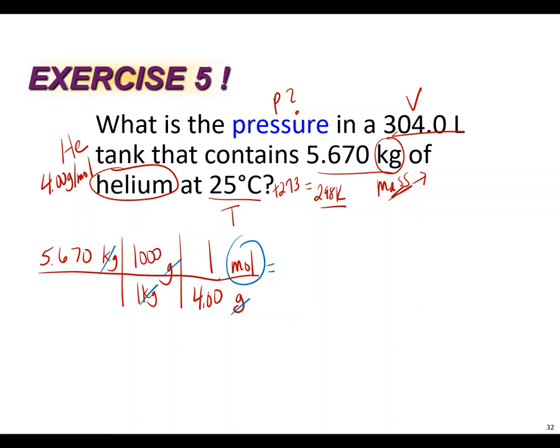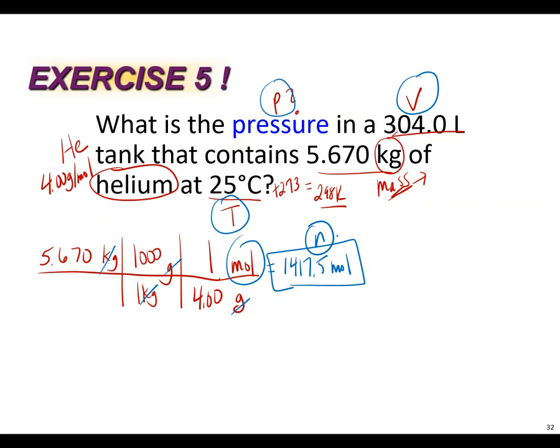Now it's your choice at this point to round it or not round it before you plug it into PV equals nRT. It shouldn't give you too much of a different value, but I'm getting 17.5 moles. Now that I have this value, I have my missing n. So I have volume, I'm missing pressure, I have temperature, I have moles.